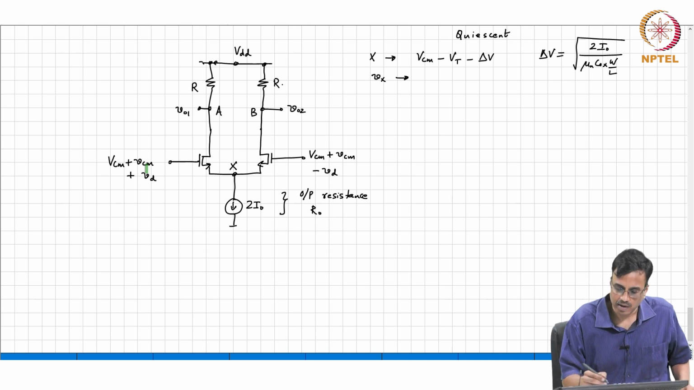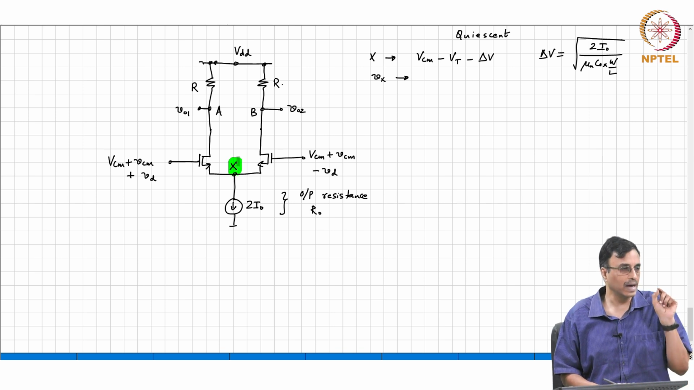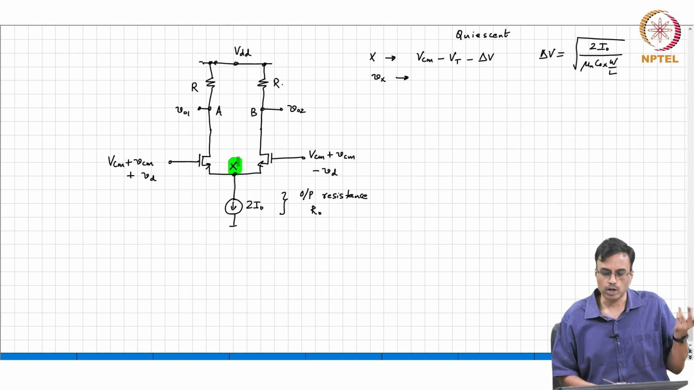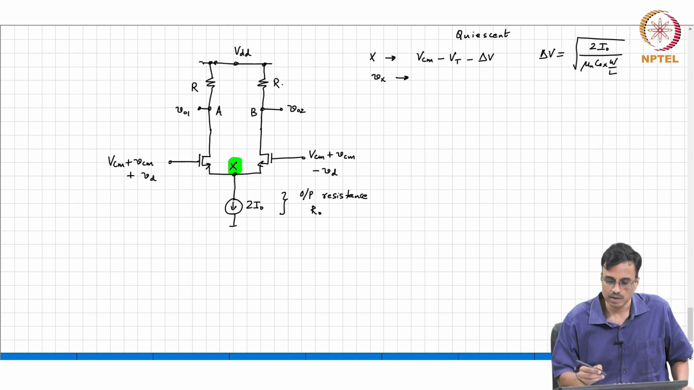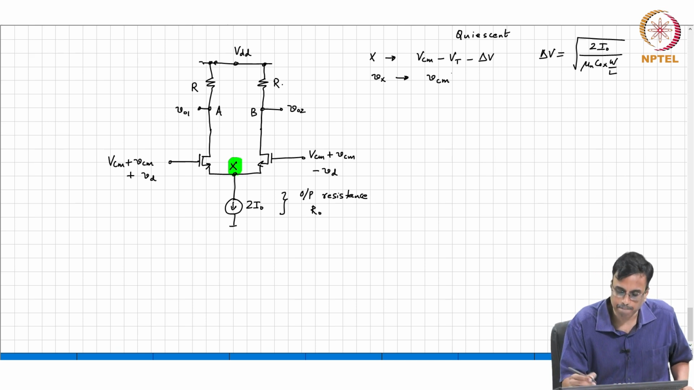So, in the differential mode half circuit, what comment did we make about that node X? 0. In the common mode half circuit, what did we say? Approximately VCM, because the incremental gain was 1. So, what comment can we make in the total circuit? Small Vx therefore is small Vc.